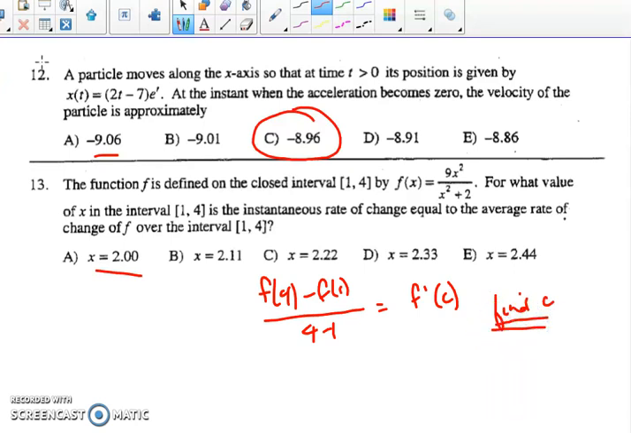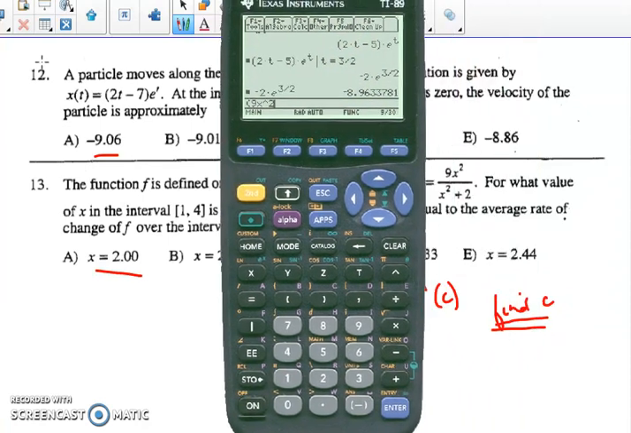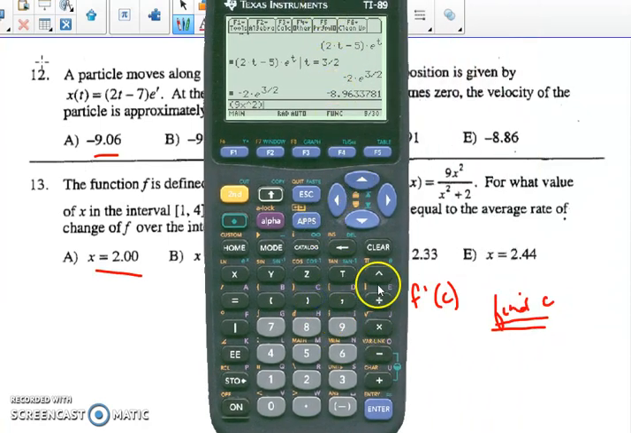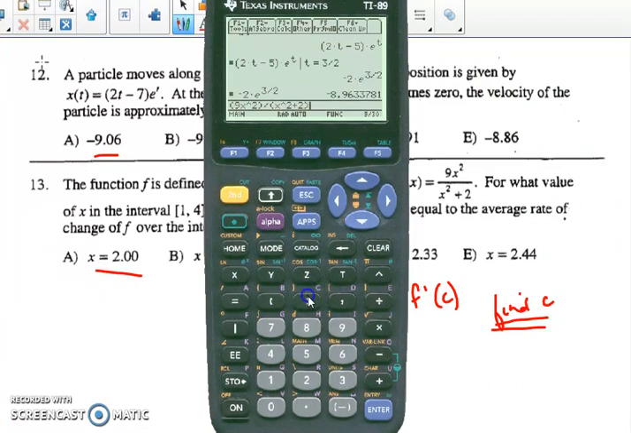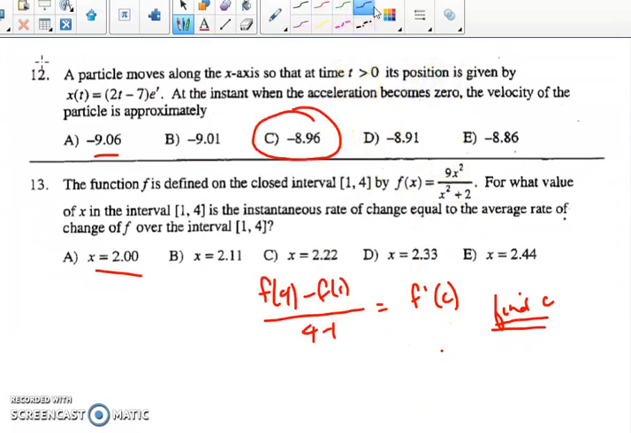So what I'm going to do on my calculator is type in 9x squared over x squared plus 2. So I have 9x squared, close parentheses, divided by x squared plus 2. Enter. So there's my expression. Now I want to evaluate this expression when x equals 4. So such that x equals 4, enter. That gives me 8. So coming back over to here, f of 4 equals 8.